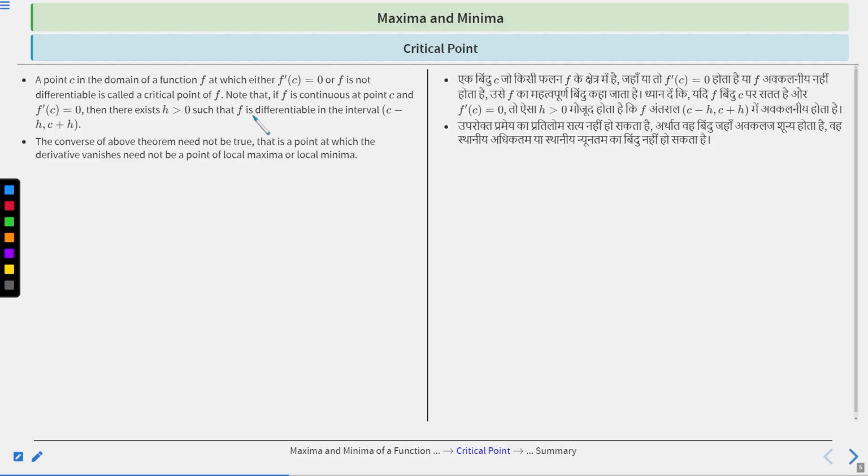We can note that if f is continuous at point c and f dash c is equal to 0, then there exists h greater than 0 such that f is differentiable in the interval c minus h to c plus h, right? Now the converse of the above theorem need not be true. That is, a point at which the derivative vanishes need not be a point of local maxima or local minimum, right? Clear? So this is basically the discussion of critical point. Okay.